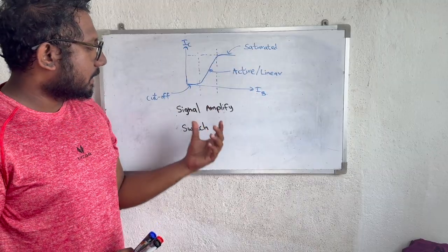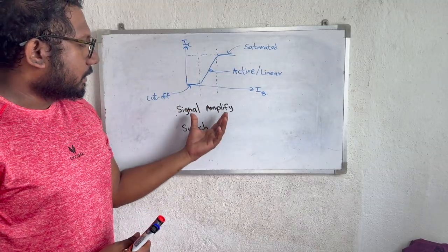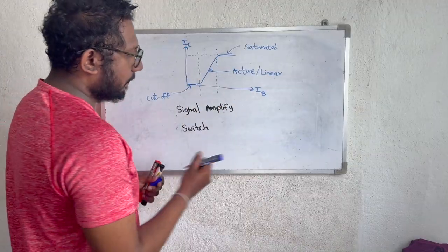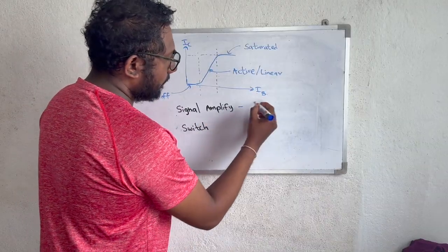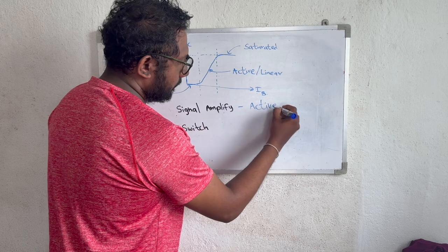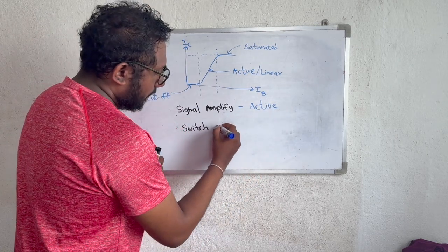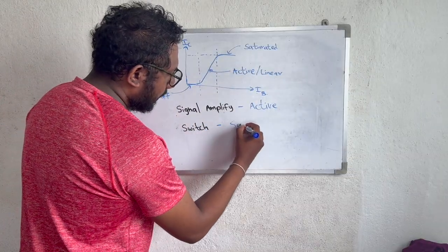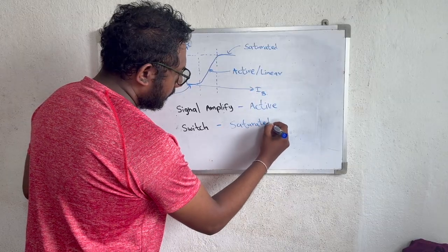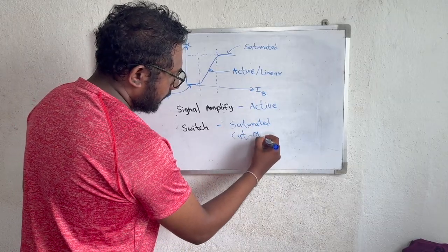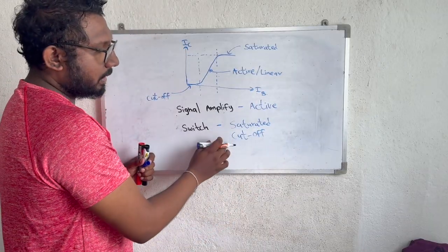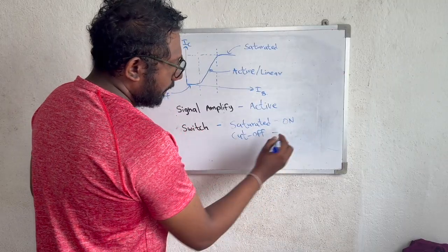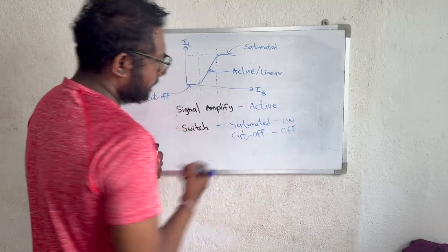When we use a transistor in a signal amplifier, we should bias it to the active region. So in a signal amplifier, the transistor should function in the active region. When it is functioning as a switch, it should be in the saturated and cutoff regions. We have to switch it between these two regions, because in the saturated region it acts as an on switch, and in the cutoff region it acts as an off switch.